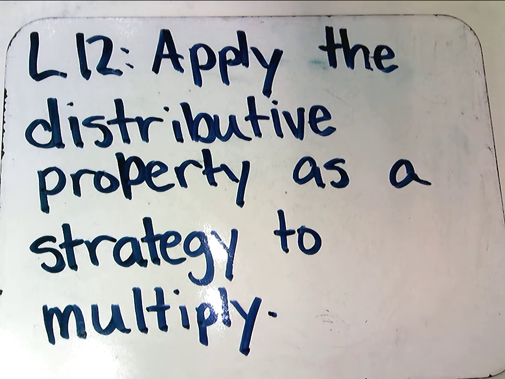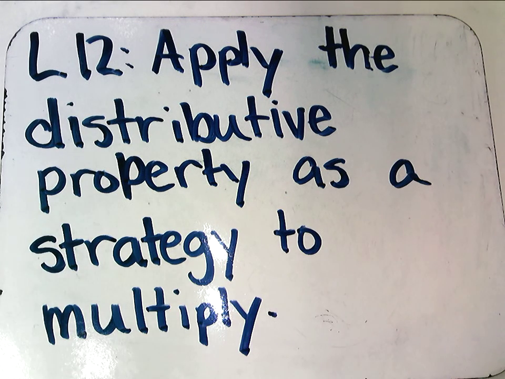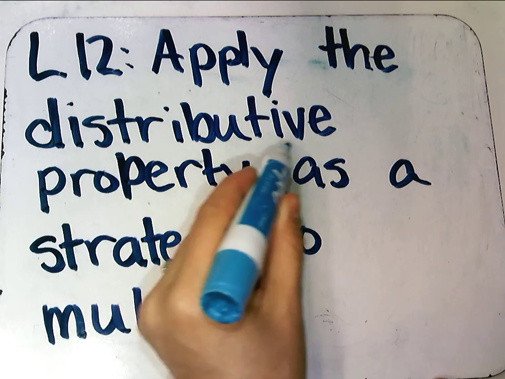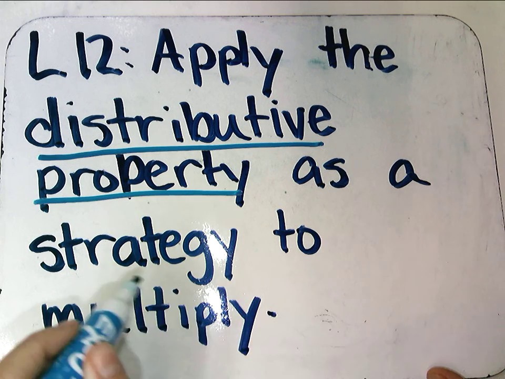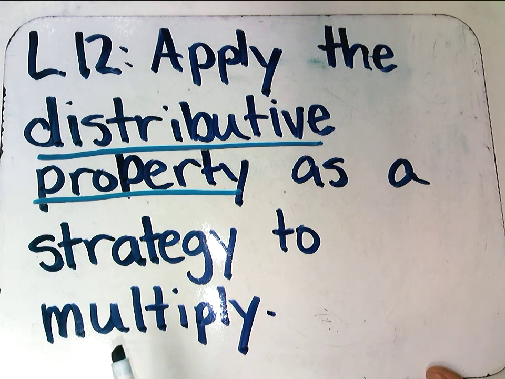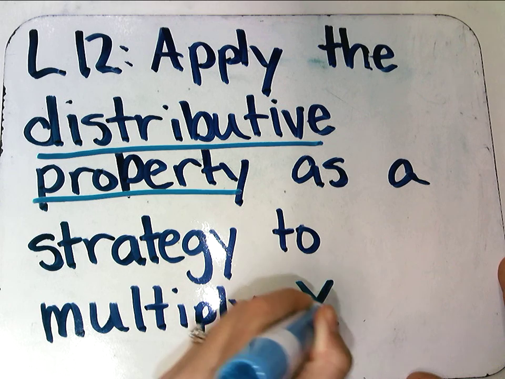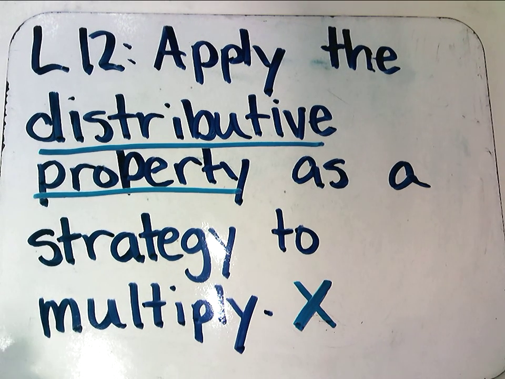We are on lesson 12 in module 3, and today our learning target is to apply the distributive property as a strategy to multiply. And when I say multiply, I mean times or multiplication, our favorite operation that we've been working on right now. So this is our learning target today. By the end of this lesson, you should be an expert at the distributive property.